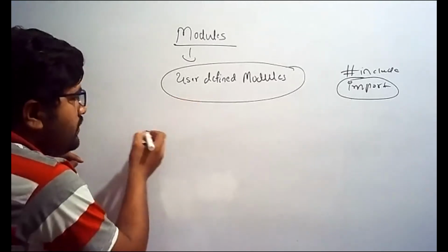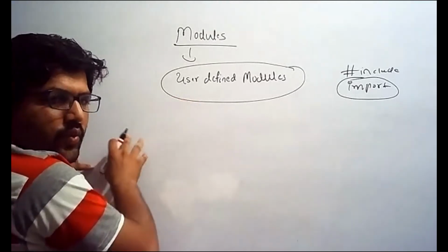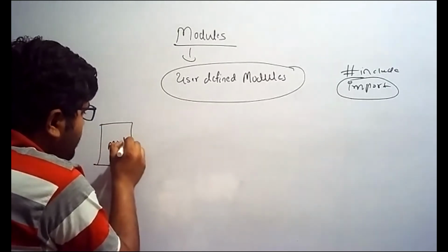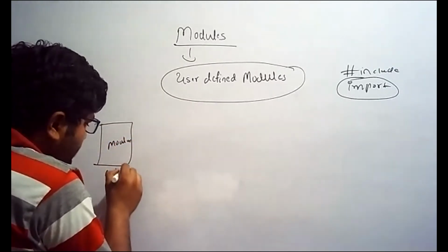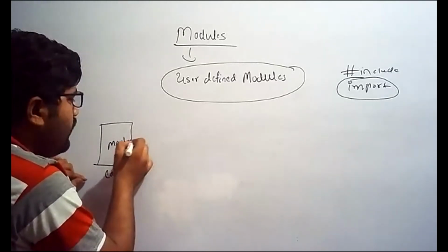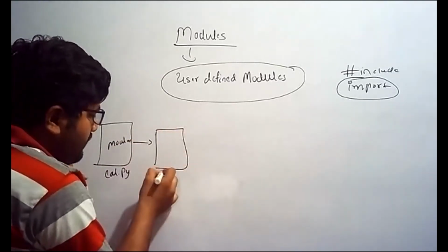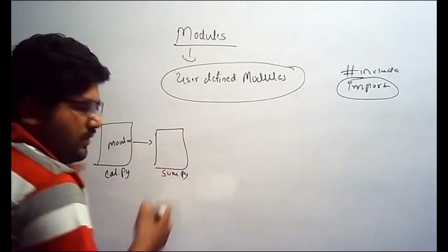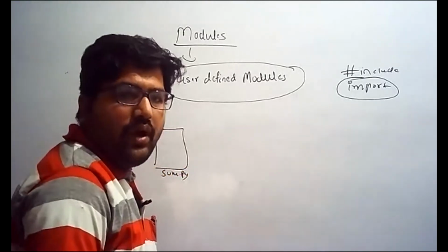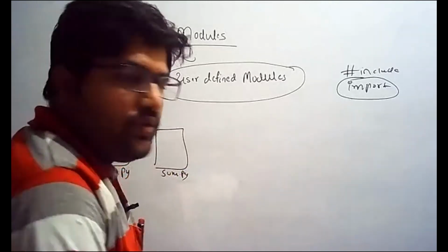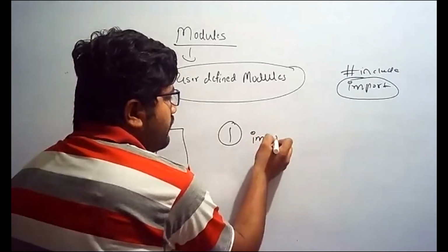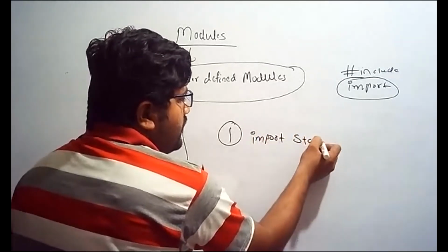So I need to import one module. If this is a module, cal.py, I'm going to save. Next I want to import it into the sum. What I need to do now, there are two methods. How you are going to import? There are two methods. One, you are just using an import statement. You are going to use just the import statement.